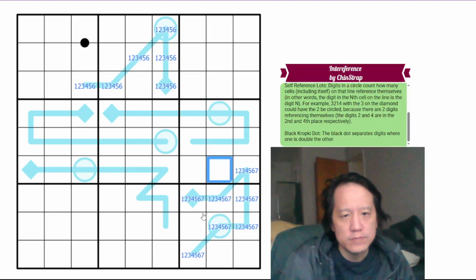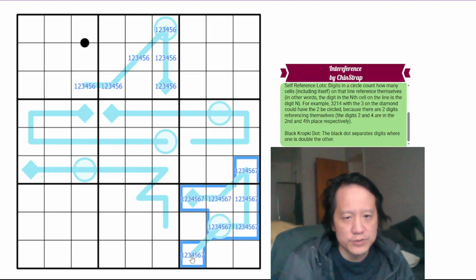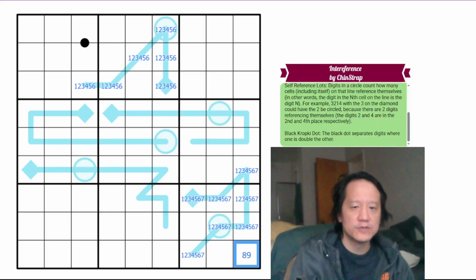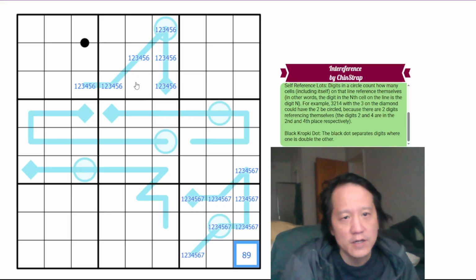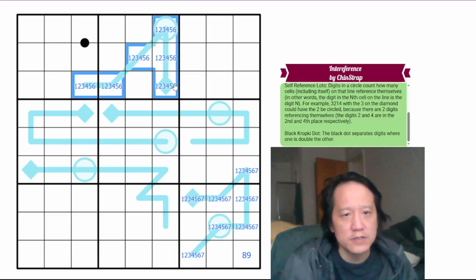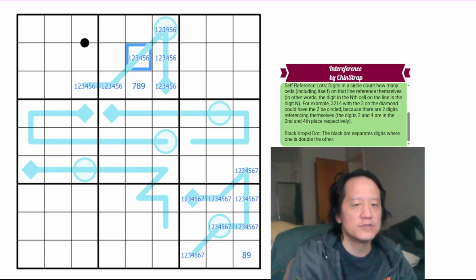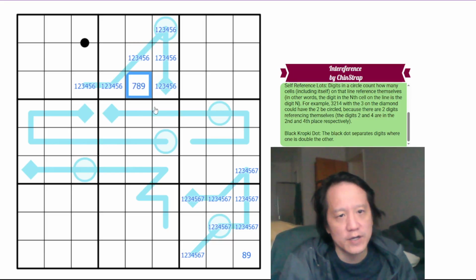So, okay. These are the digits 1 through 7. All of them see this cell here, so this cannot be 1 through 7. Therefore, this is guaranteed to be 8 or 9. These are the digits 1 through 6. All of them see this cell here, so it cannot be 1 through 6. It's guaranteed to be 7 through 9.